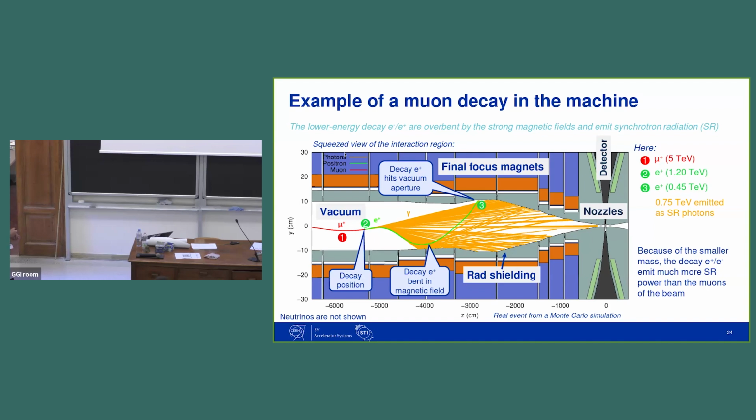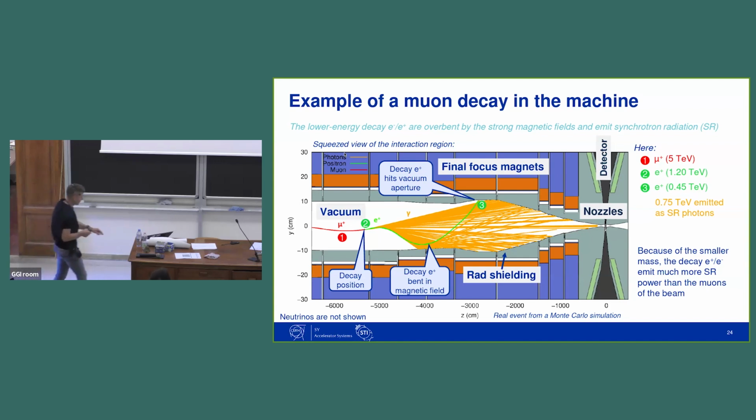And then there's another important point: because they have a much lower mass, the positrons emit a lot of synchrotron photons in the magnetic fields. So the yellow lines here are the synchrotron photons emitted by this decay positron. And you can see when the positron impacts here on the aperture, it has an energy of 450 GeV. So it lost 750 GeV in the form of synchrotron photons. So it means that it's not only decay products which impact on the aperture, it's really also a lot of synchrotron photons.